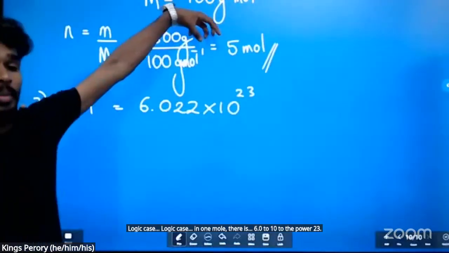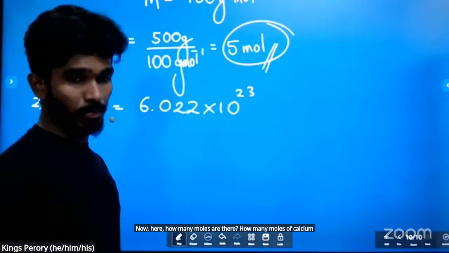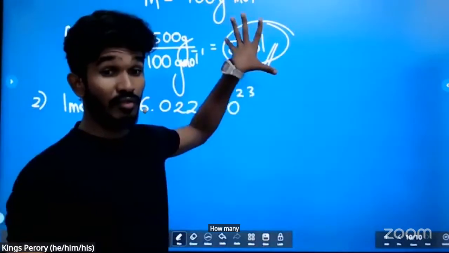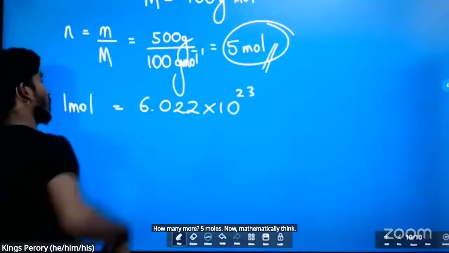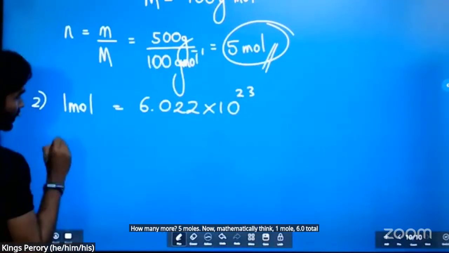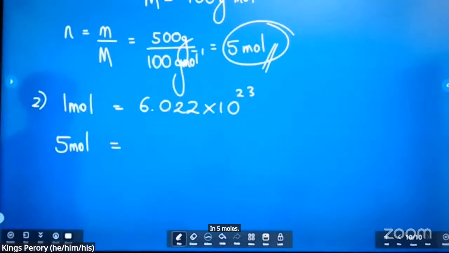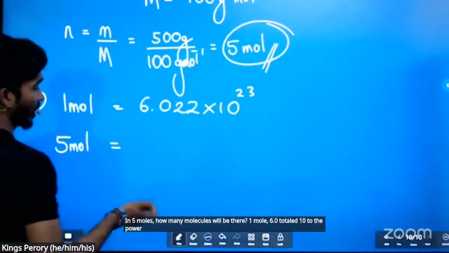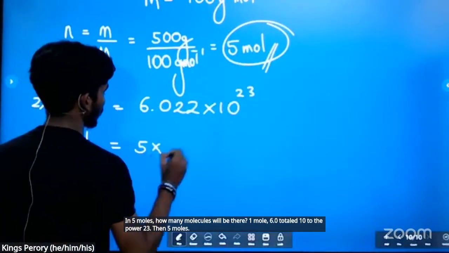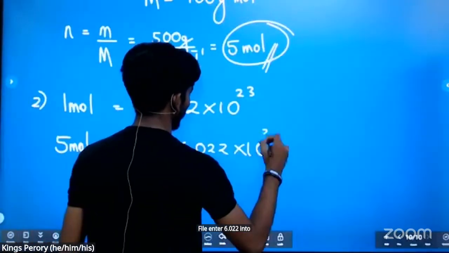Now here, how many moles of calcium carbonate are there? 5 moles. Now think mathematically. 1 mole is 6.022 into 10 to the power 23. Then in 5 moles, how many molecules will be there? 5 into 6.022 into 10 to the power 23.